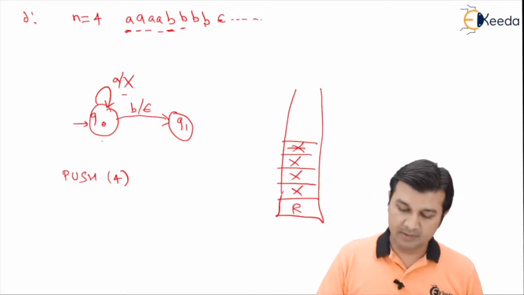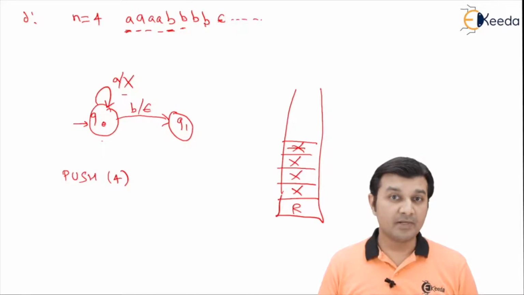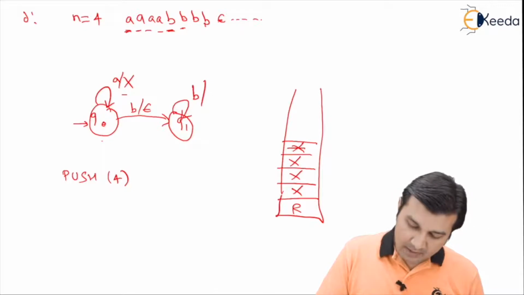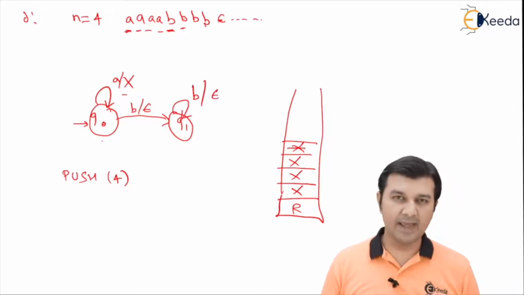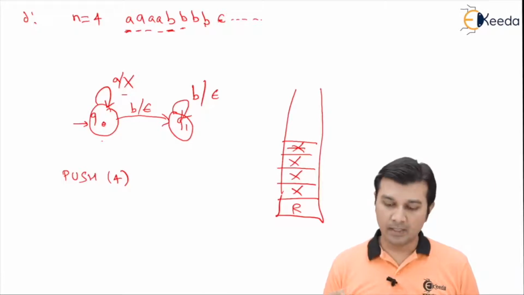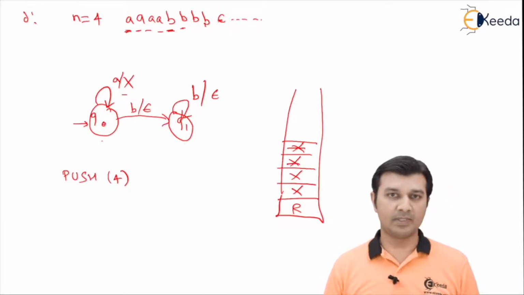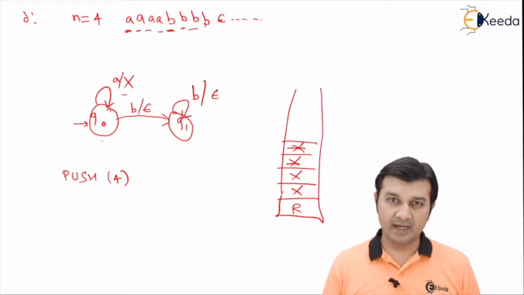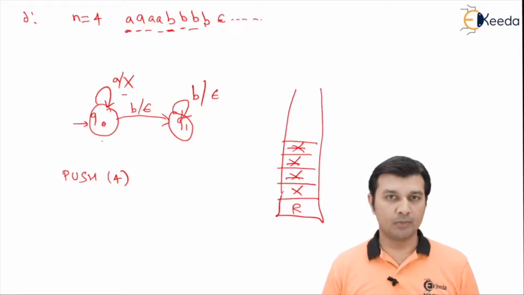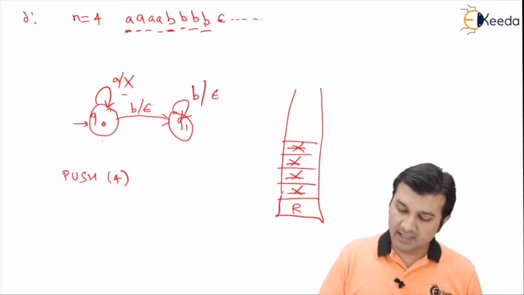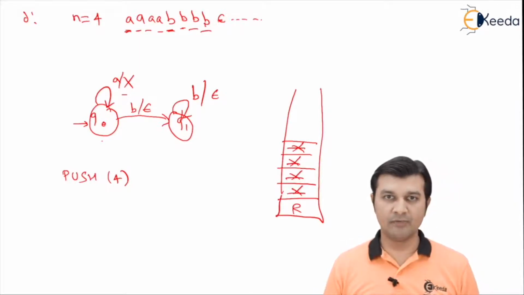Now the next b comes. When the next b comes, friends, we are in state Q1. So in Q1, when a b comes, you have to pop X. That is how we represent it. When you say pop X, you cannot write b slash X. Pop means we denote it by epsilon. Remember that. And by default, this X will be removed from the stack. Next time one more b comes, my Q1 is going to have a cyclic transition and my X is going to be removed. Next time one more b comes, my Q1 again has a cyclic transition and my X is removed.